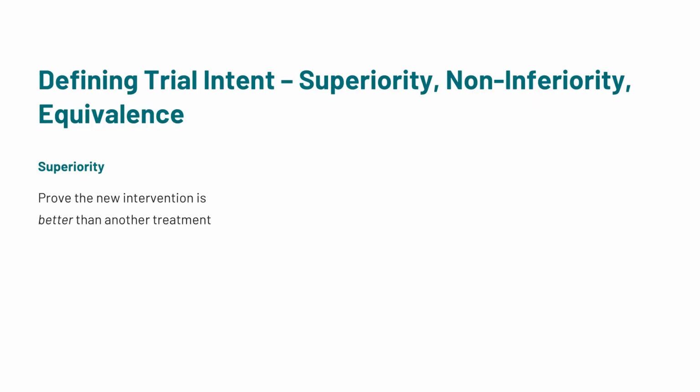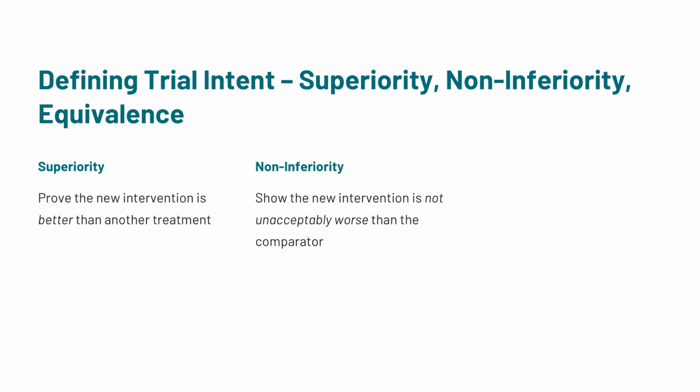Let's clarify these core trial intents a bit more. A superiority trial aims to show that one intervention, say a new drug or care strategy, is superior to another or to usual care. Essentially, we're looking for a clear win, better outcomes with the new approach. In contrast, a non-inferiority trial aims to show the new treatment is not unacceptably worse than the comparator. We do that because the new treatment might be safer, cheaper, or easier to use or implement, so we'll accept it being just as good or a little bit worse within a small margin of difference.